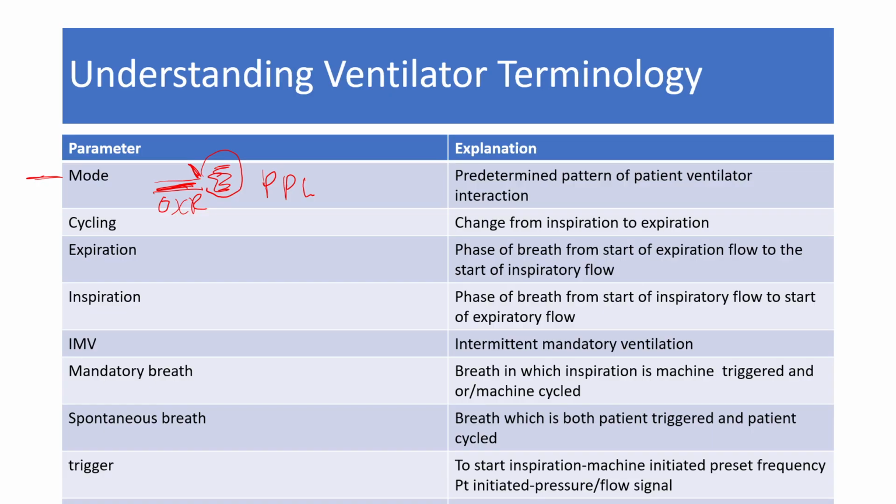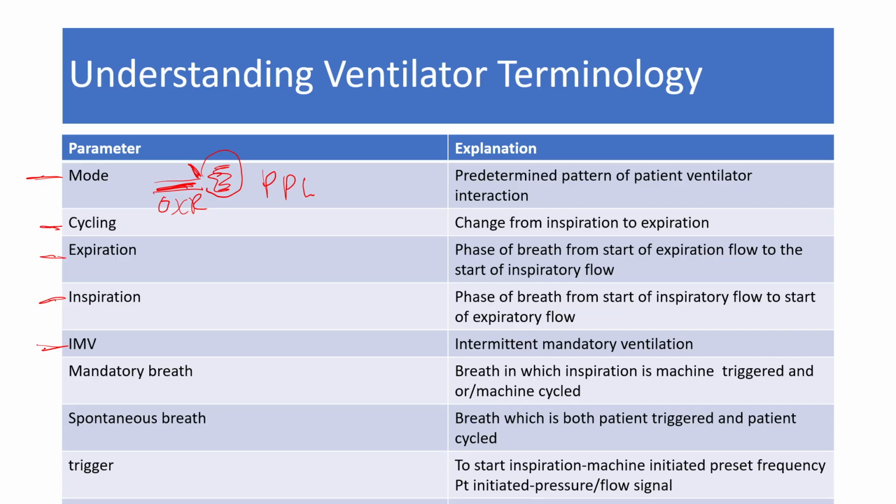Cycling, we know that change from inspiration to expiration will depend on the volume limit, the pressure limit, or the flow cycling as seen in the pressure support mode. Expiration is the phase of breath from expiratory flow to the start of the next inspiratory flow. Inspiration is the phase of breath which starts from inspiratory flow to the start of expiratory flow. It may include the inspiratory pause here.